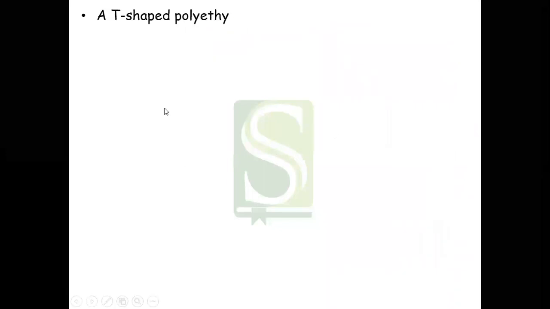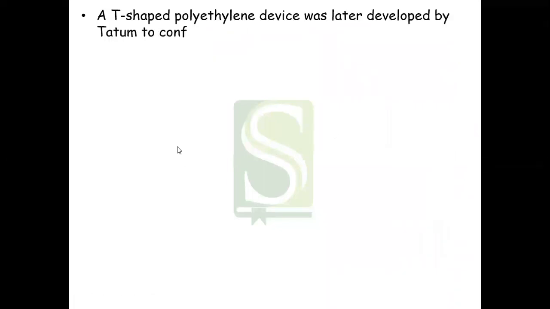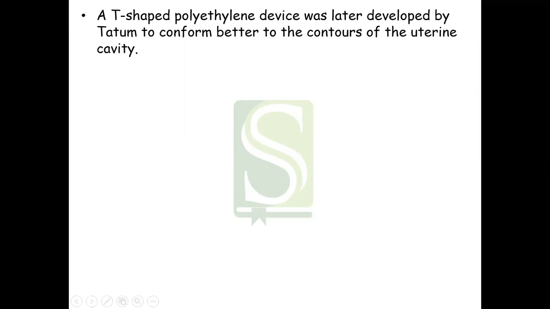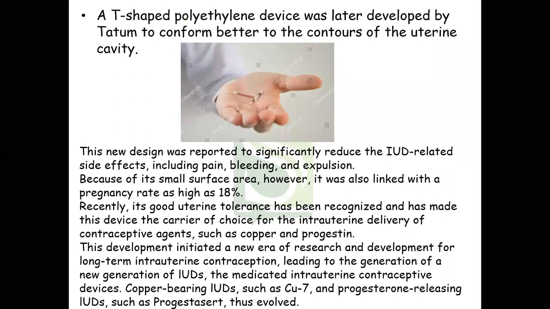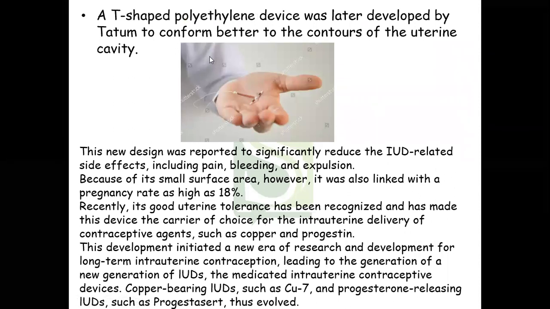So, a T-shaped polyethylene device was later developed by Tatum to conform better to the contours of the uterine cavity. So, this is how the IUD looks like, the T-shaped IUD. This new design was reported to significantly reduce the IUD related side effects of pain, bleeding, and expulsion. Because of its small surface area, it was also linked with a pregnancy rate as high as 18%.